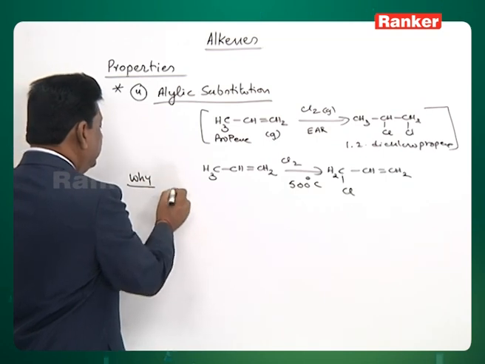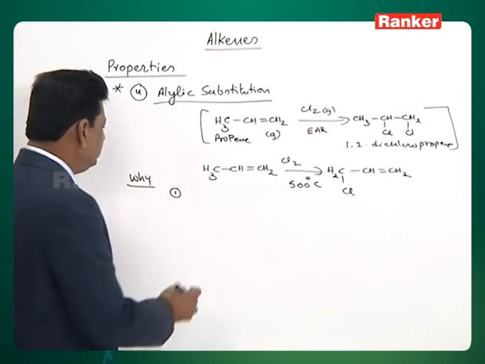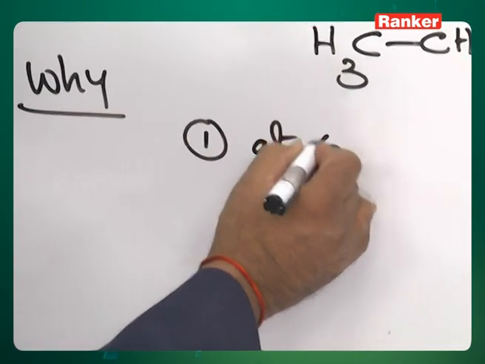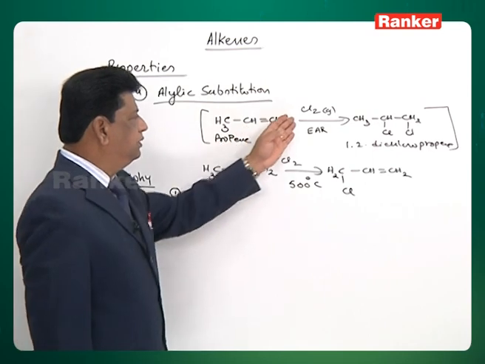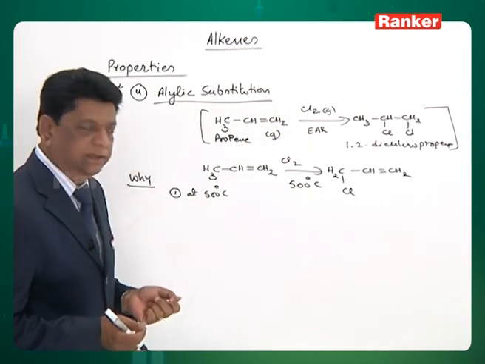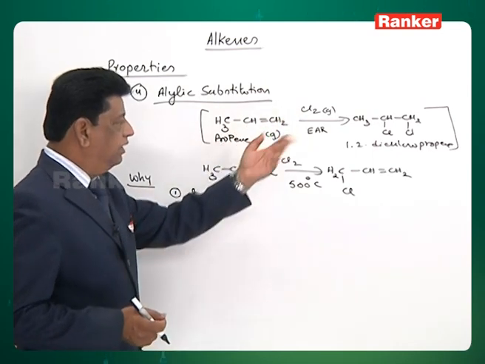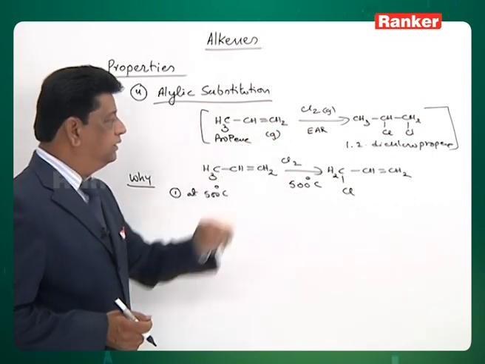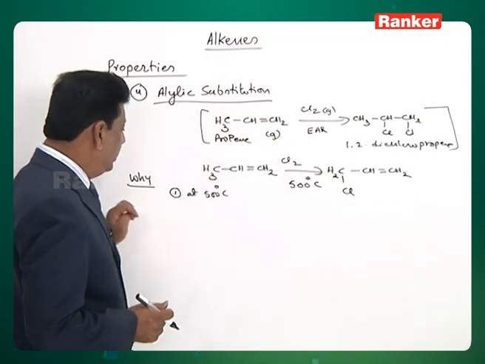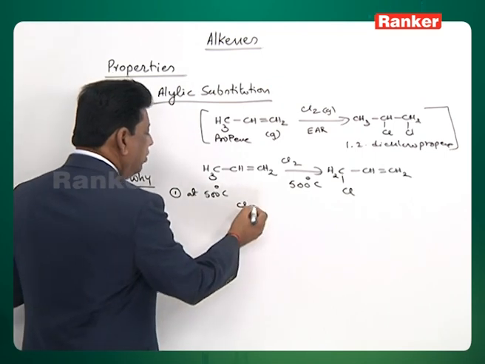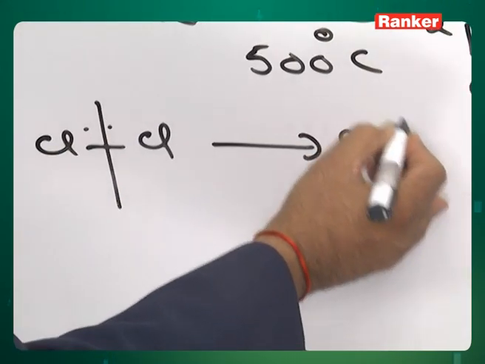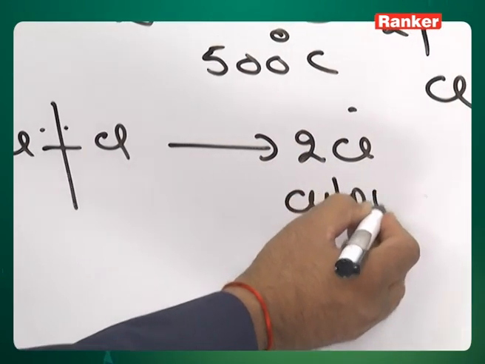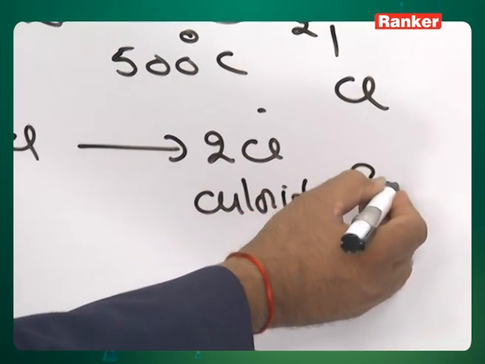So the first reason is that this is at 500 degrees, not at room temperature. At room temperature, chlorine splits into plus and minus, then adds one after the other, a two-step reaction, and you will get addition. But at 500 degrees, because of the high temperature, the chlorine breaks homolytically and you get two chlorine free radicals. This is called a chlorine free radical.